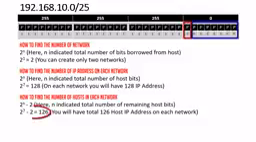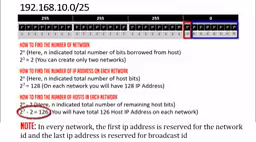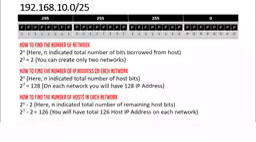Now the question is, why do we subtract 2 here? Because on every network the first IP address is reserved for the network ID and the last IP address is a broadcast ID, and these two IP addresses you cannot use. For this reason on every network we have to subtract 2.